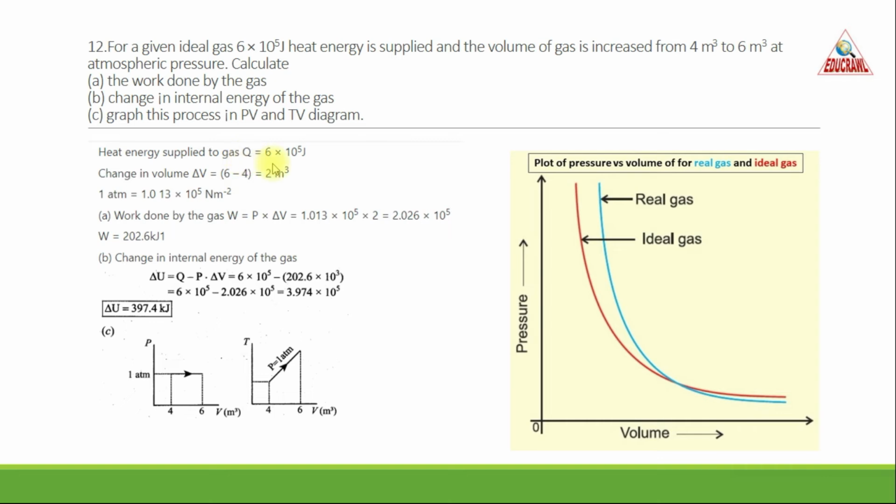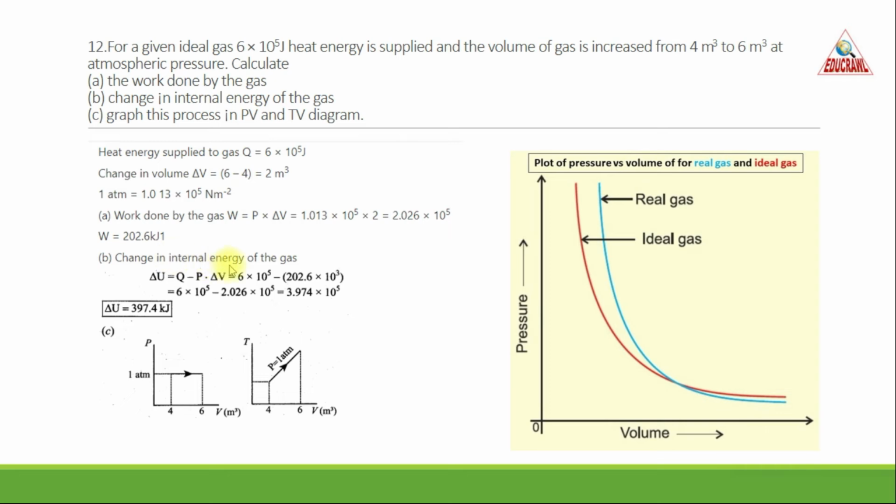Q is given by 6 into 10 power 5 joule. Change in volume is given by 4 meter cube to 6 meter cube. So it is 6 minus 4, which is 2 meter cube. The atmosphere value is constant, which is 1.013 into 10 power 5 Newton per meter square. We know the work done formula as P into del V. Substituting the P value and del V value, we get the answer as 2.026 into 10 power 5. This is the work done.